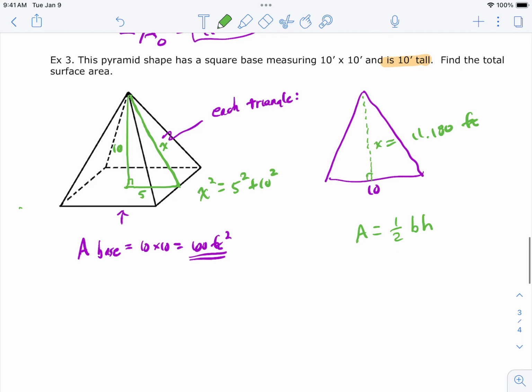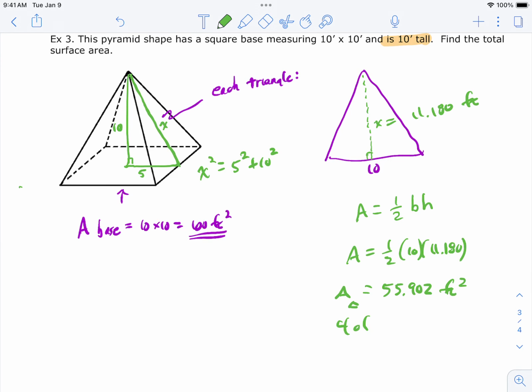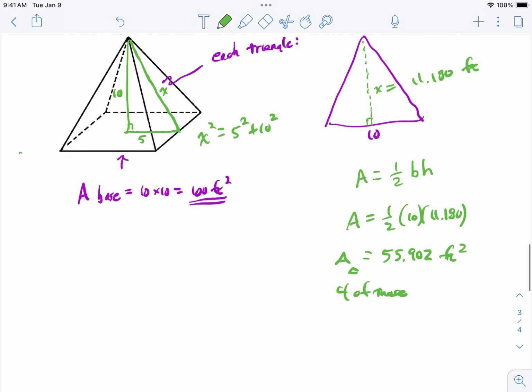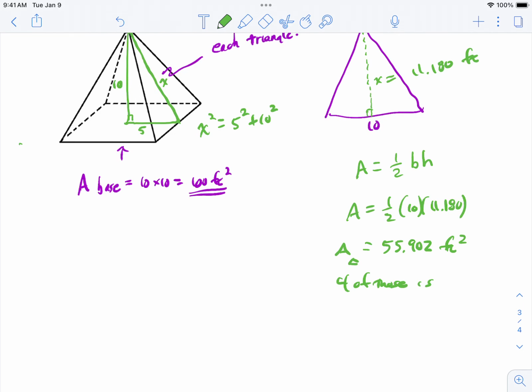Okay, cool. So now we're rocking here. So the area of that triangle is 1/2 times the base, which is 10, times the height, which is 11.180. Cool. And that's basically 5 times 11.180. And that comes out to 55.902. And these are all feet that we're plugging in, so this would be square feet. So the area of a triangle is 55.902 square feet. I got 4 of those, so 4 of those is, you take your answer times 4, boom, 223.61.